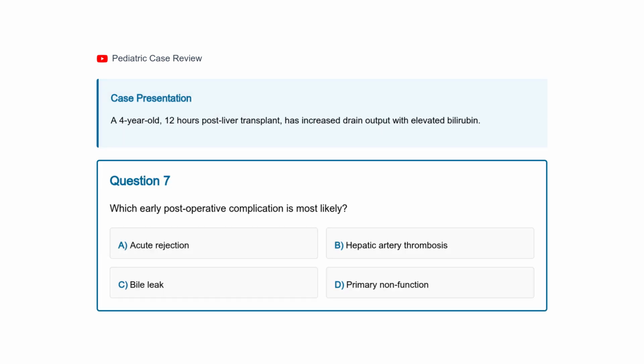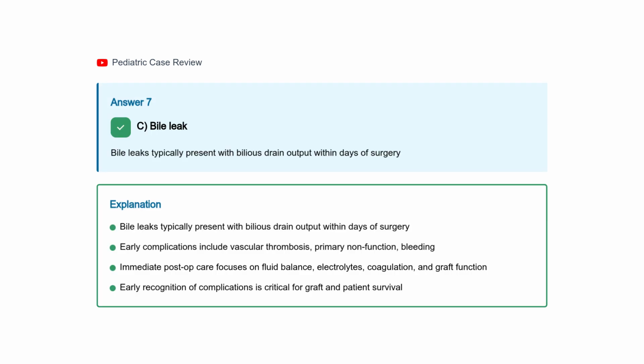A 4-year-old, 12 hours post-liver transplant has increased drain output with elevated bilirubin. Which early postoperative complication is most likely? Option A, acute rejection. Option B, hepatic artery thrombosis. Option C, bile leak. Option D, primary non-function. The correct answer is C, bile leak.